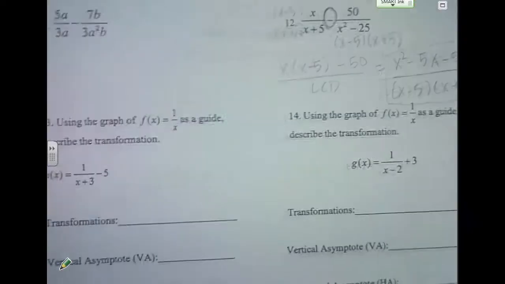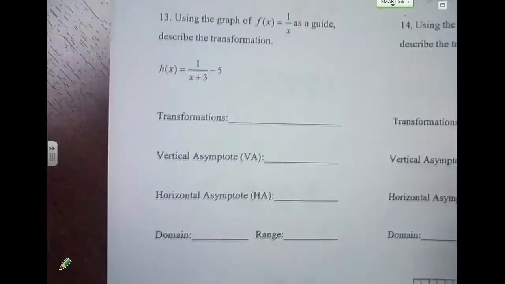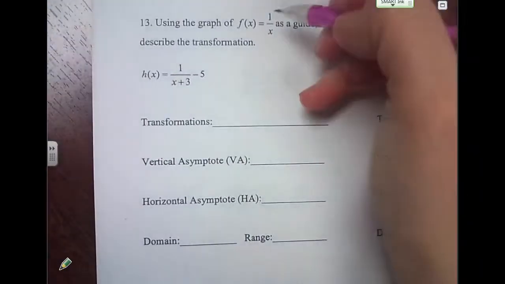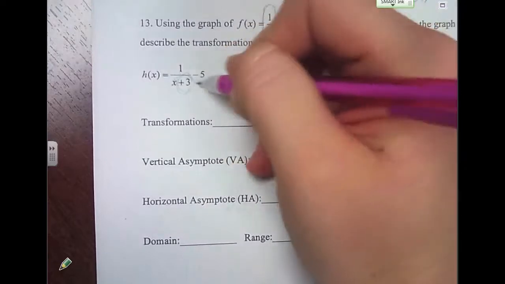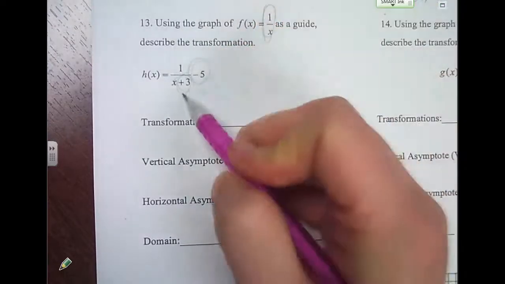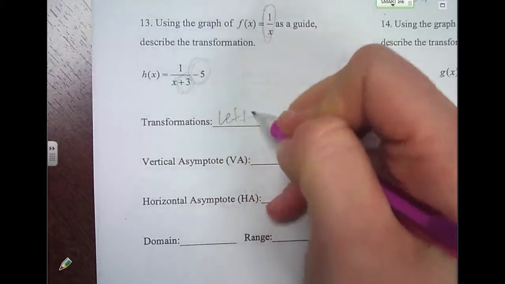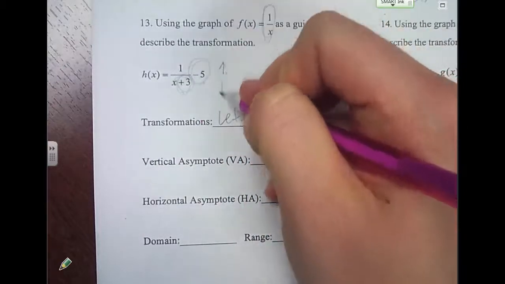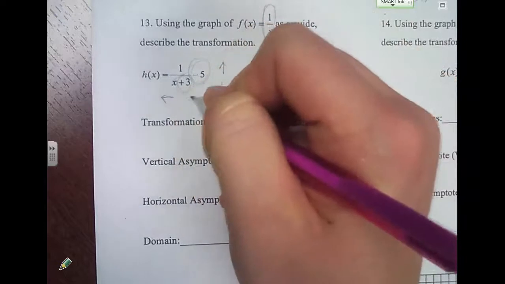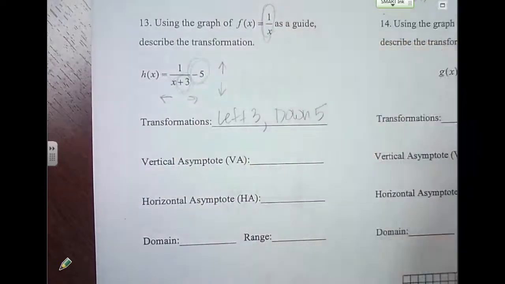Okay, 13, we'll do number 13. Okay, so the transformations, it just wants you to go from this 1 over x to this. So it's saying, well, what does the plus 3 do and what does the minus 5 do? The one on the denominator is always opposite. So it's going to go to the left 3, and then this one does what it says. This one moves up and down. This is left and right. So then this one would go down 5.